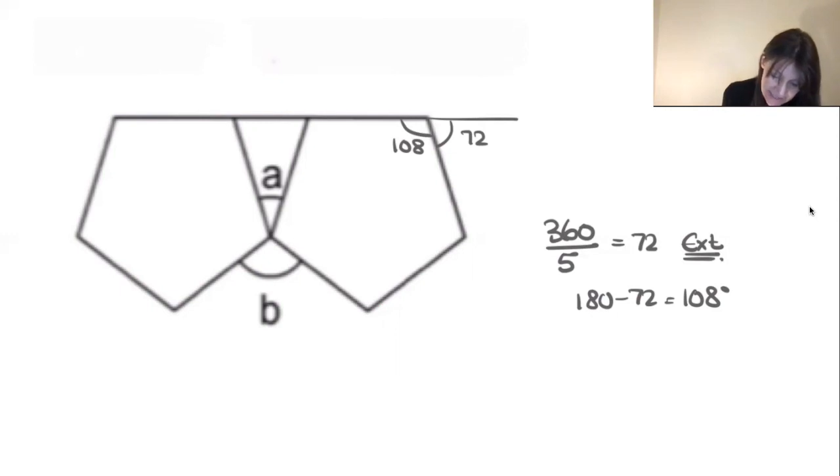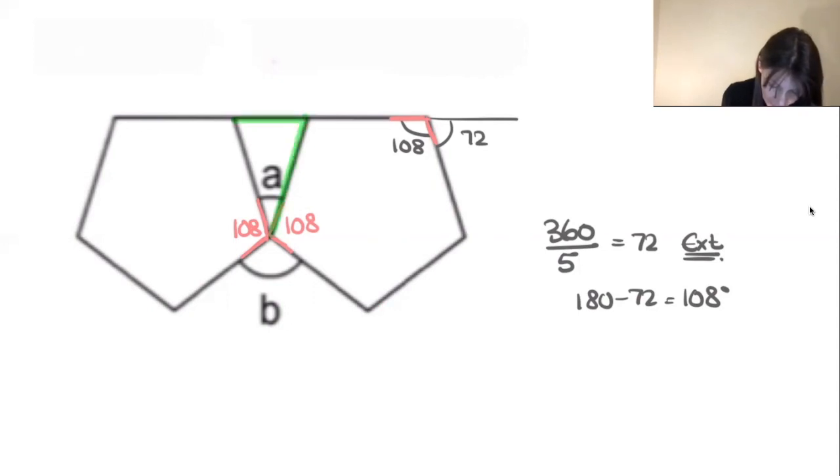So if this interior angle is 108, then this interior angle is going to be 108. And because that's a regular pentagon as well, that's going to be 108. So I've actually got two angles marked up that are really close to the A and the B that I want to find. Now, A is inside a triangle.